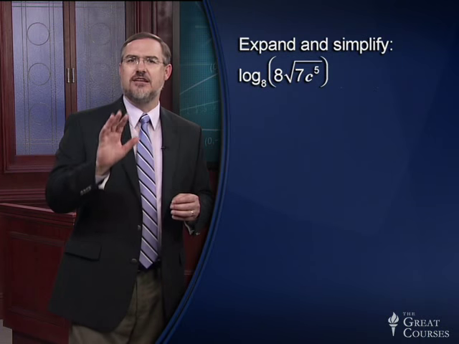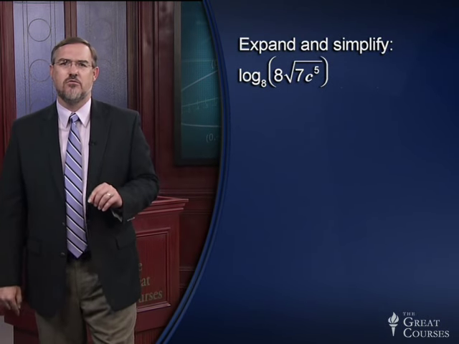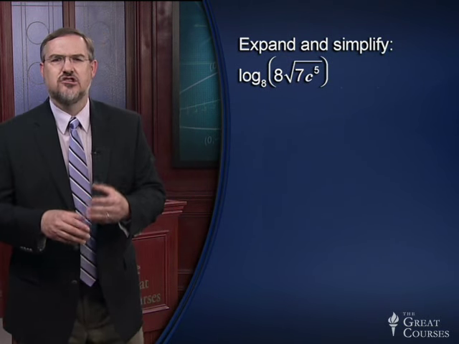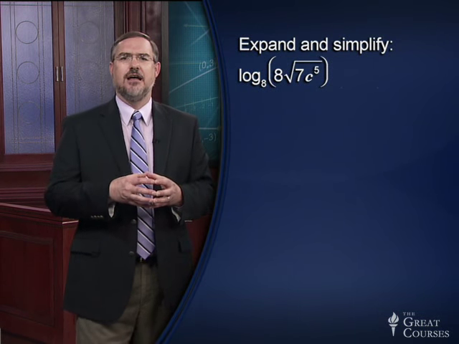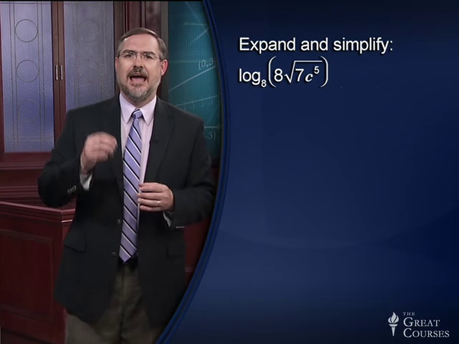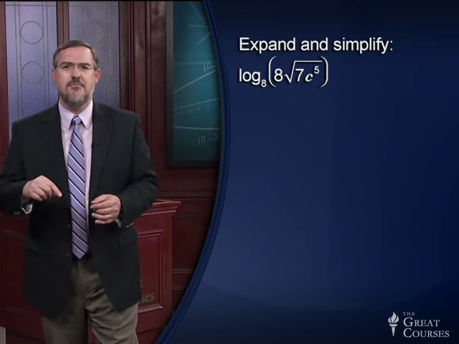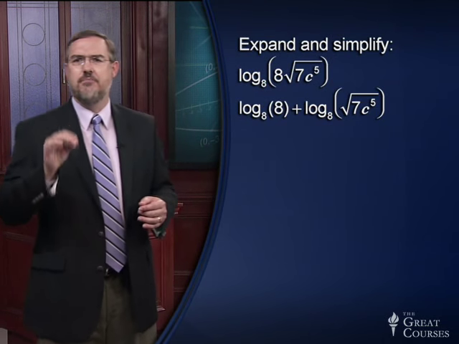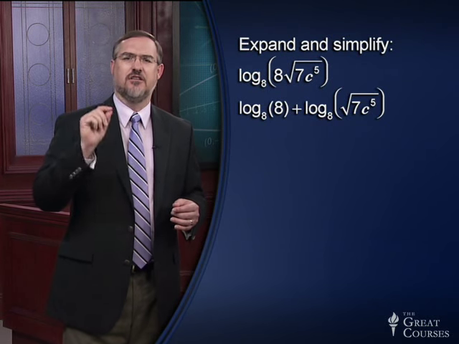I want to expand and simplify log base 8 of 8 times the square root of 7c to the 5th. Now, there's a lot here actually, so let's just walk our way through a little bit of the problem one step at a time and see how this works. First of all, log base 8 of 8 times the square root of 7c to the 5th is the same as log base 8 of 8 plus log base 8 of square root of 7c to the 5th.